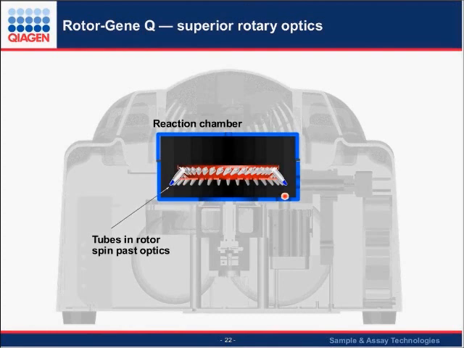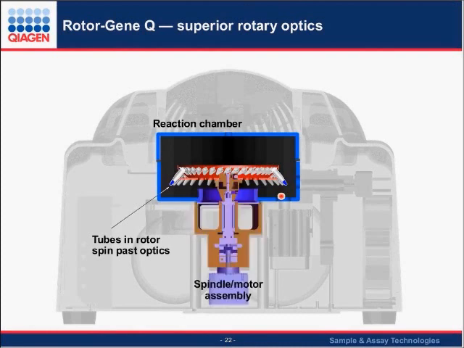The tubes are then in a rotor, and because the rotor is spinning, it spins past the optics, and the speed is about 400 RPM, so each one of these tubes is interrogated with each wavelength that you're looking at 400 times a minute, basically. There is a spindle motor assembly at the bottom that turns the rotor. We have an LED light source, so we have something that will excite. The LED is the light source assembly for the Rotor-Gene.